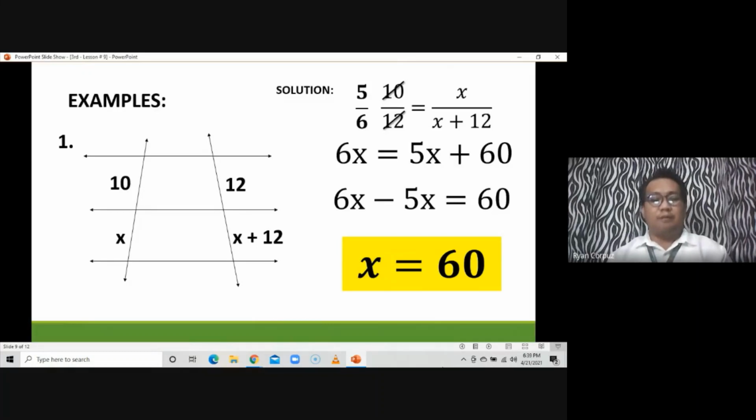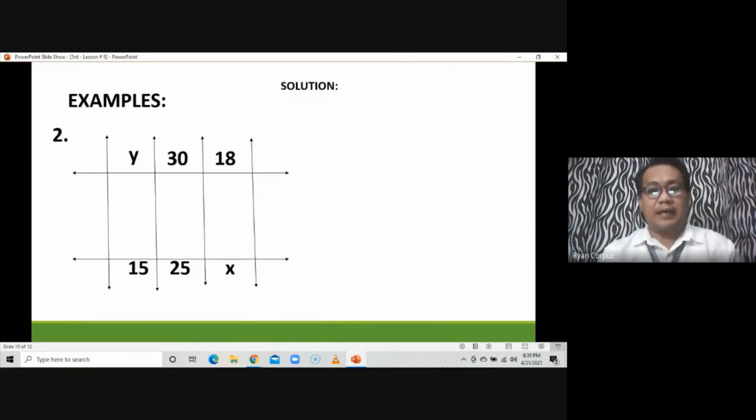Did you get example number 1? If not yet, let's try another example. So we do have here example number 2. We do have 4 lines which are parallel to each other and cut by 2 transversals. So what we're going to do to solve for the value of the variables in this given problem, we are going to form a proportion.